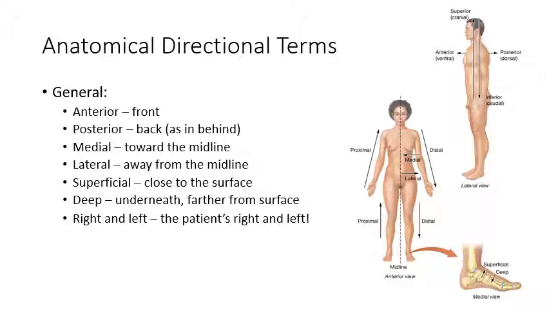So on these figures, it shows the directional terms. First we have anterior, that's something that's towards the front of the body. Then we have posterior, which would be something that's towards the back of the body or behind something else. Medial means towards the midline of the body. Sometimes it can refer to the midline of a specific structure. Otherwise, you would just assume it's the midline of the body. Lateral means more out towards the side or further away from the midline. Superficial means close to the surface of the body. Deep means further down within the body, in the internal part of the body. And then, of course, right and left.